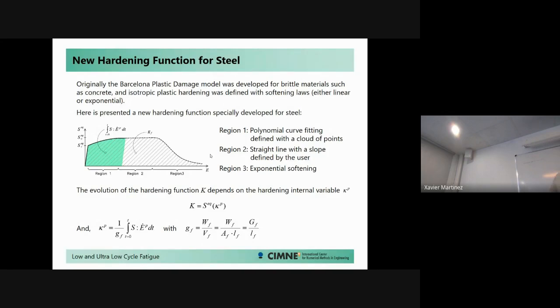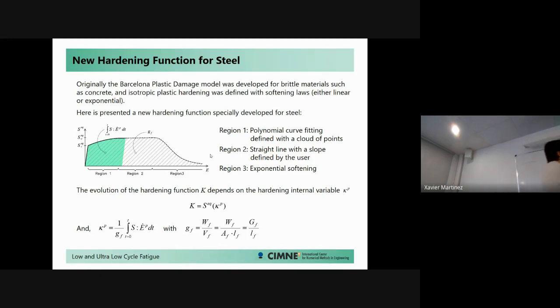It defines three different regions, so you can adapt this curve to your material with total freedom. You have a first region in which you do polynomial curve fitting, so you give some points, and you can fit your model to the exact performance of your material. Then you have a straight line defined by a slope, and then you have the softening. The area below this curve is the plastic energy that is available in the material. That's what will drive this ultra-low cycle fatigue.